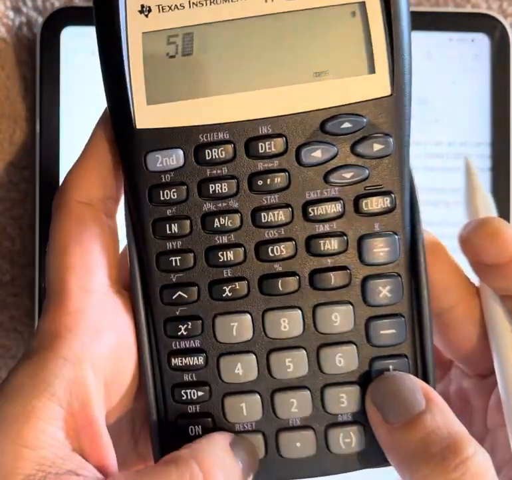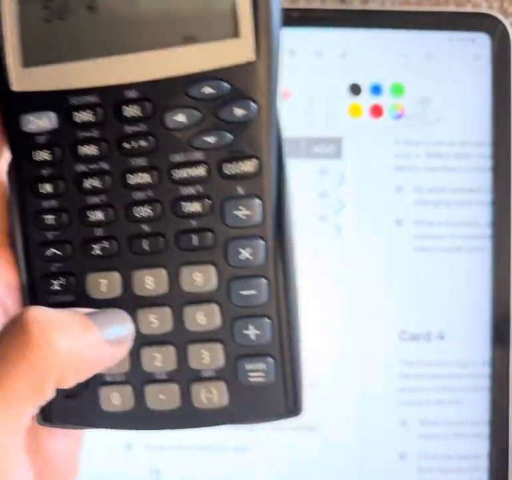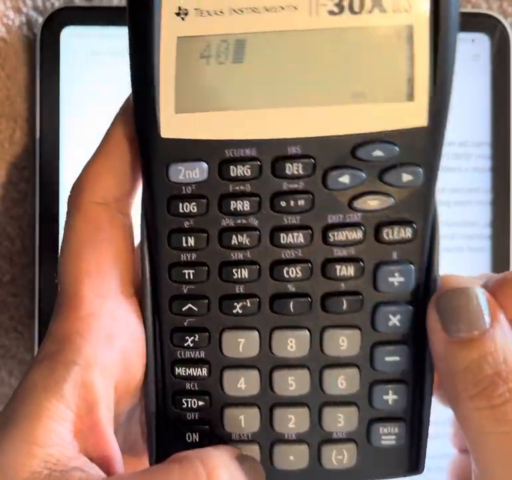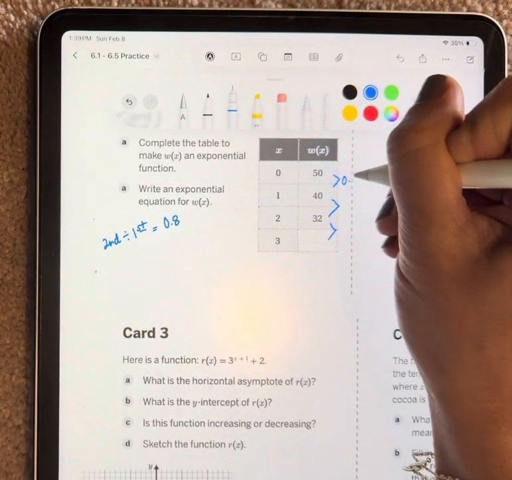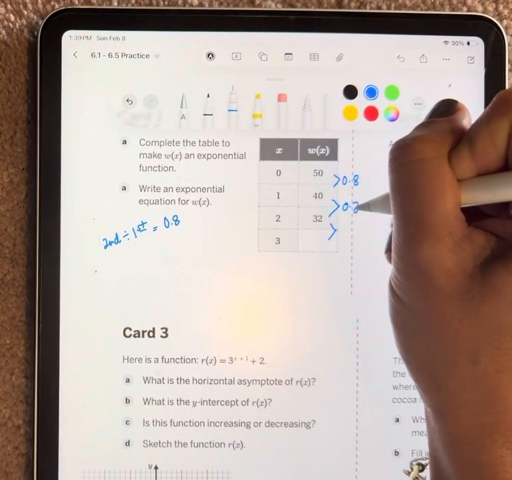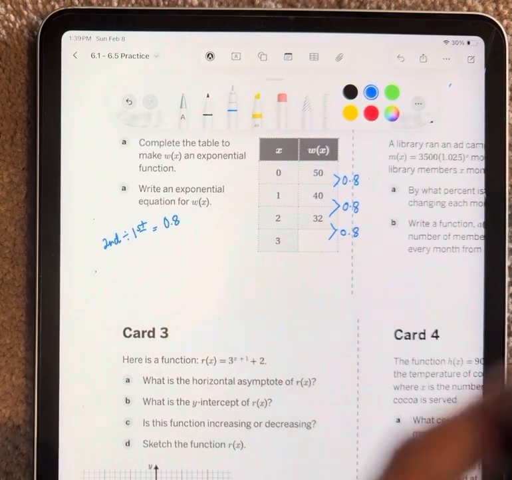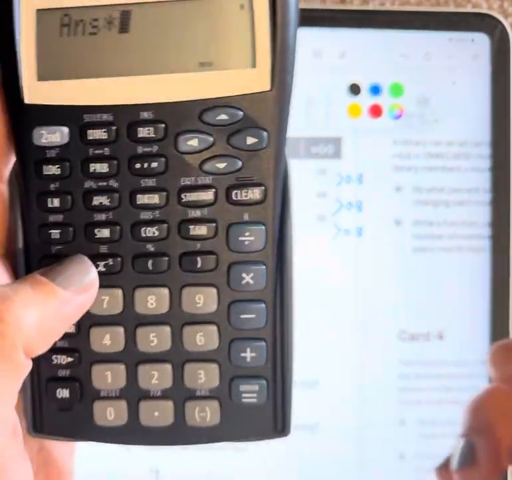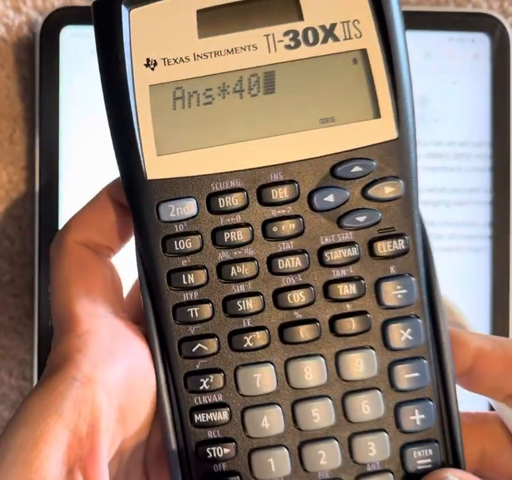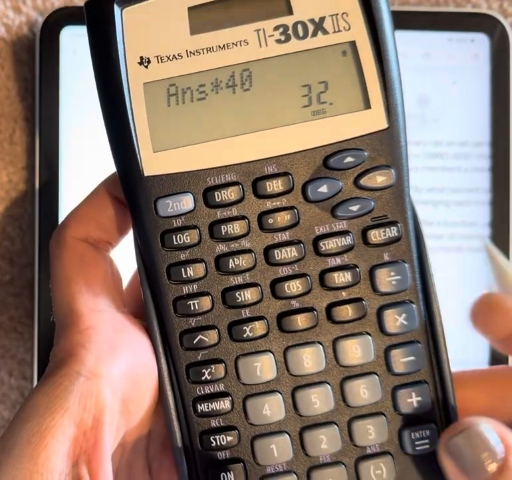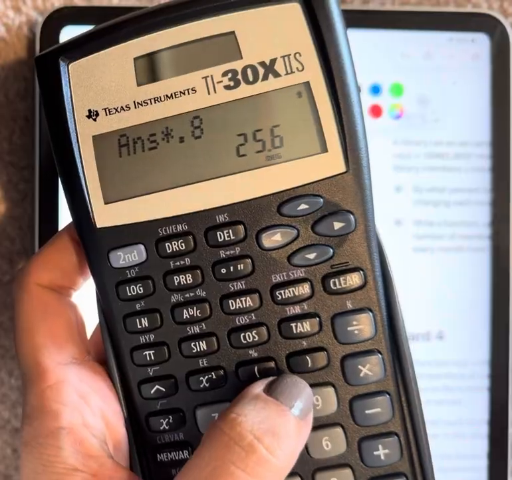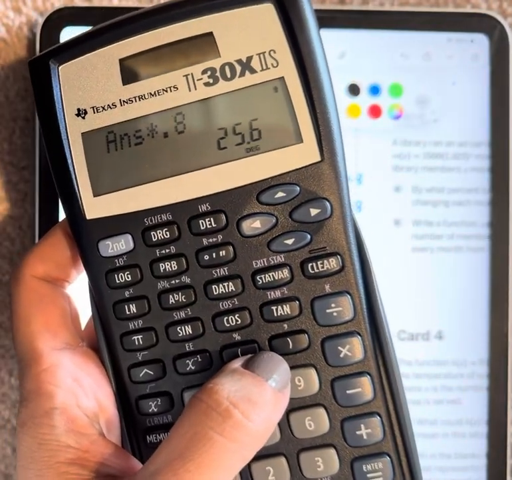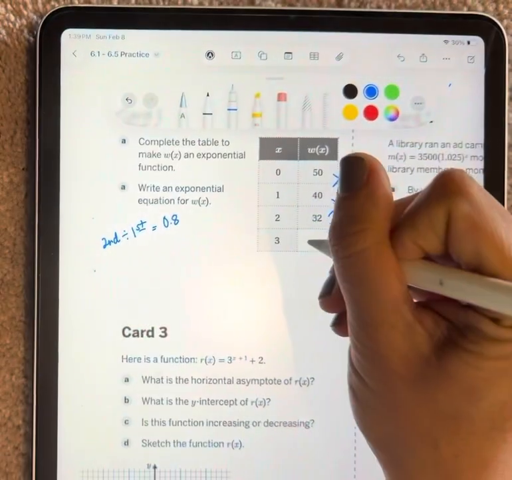So we do 50 divided by 40. Oh wait, sorry, I said second number. We do 40 divided by 50 and we get 0.8. That means we're multiplying 0.8 every time to get the next number. So 0.8 times 40 should be 32. And 0.8 times 32 will be the next number that I need for this to be exponential, which is 25.6 right here.